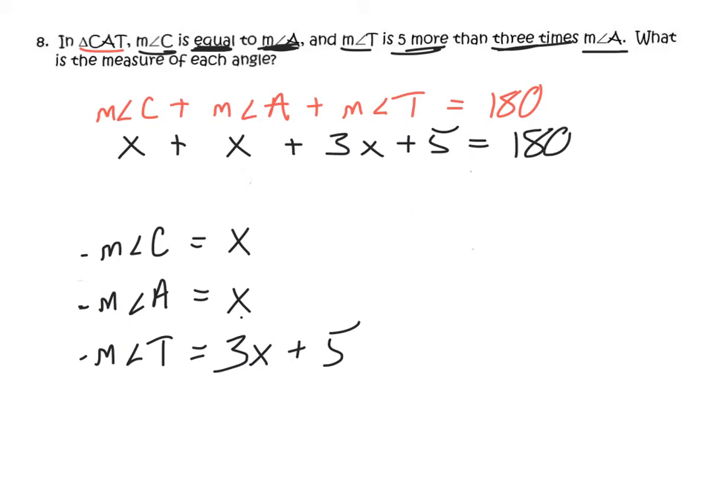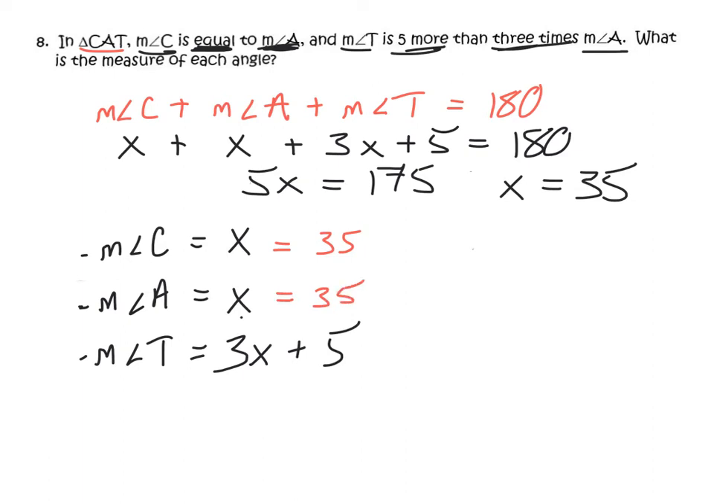Now I can go through and try to solve this equation. It looks like we're going to end up with 5x equals 175. So it looks like x equals 35. So now I can figure out the measure of each of these angles. It looks like C was actually 35, A was actually 35, and t was 110.